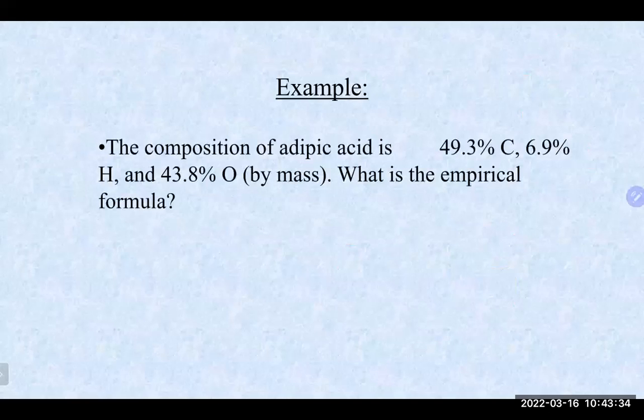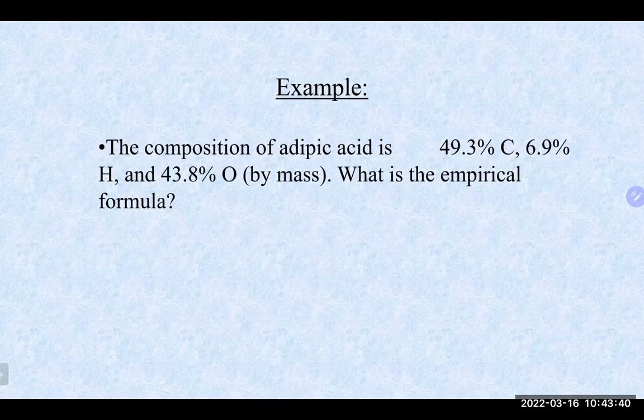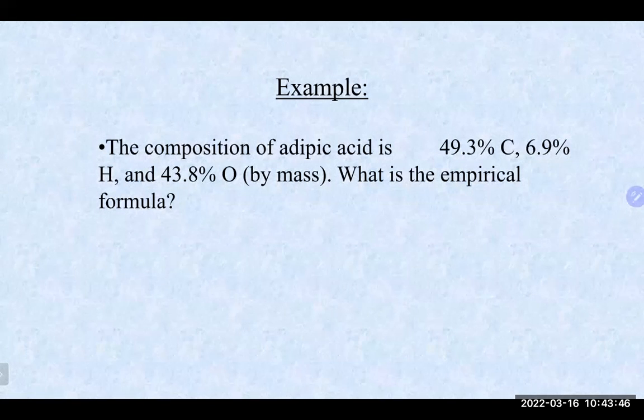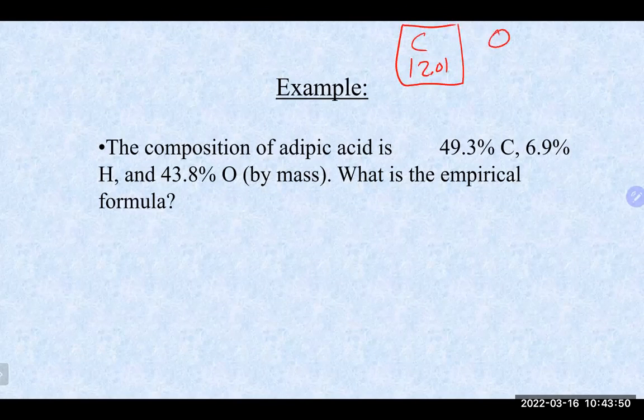All right, one more here. What is the empirical formula if we got 49.3% carbon, 6.9% hydrogen, and 43.8% oxygen? Carbon 12.01, oxygen 16, and hydrogen 1.008. Let's take a look.